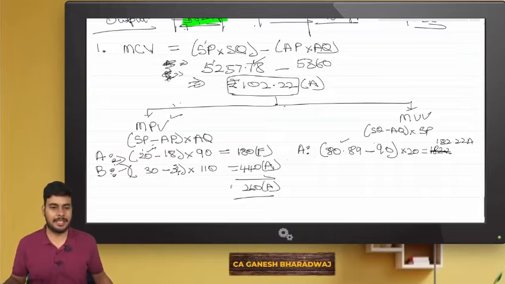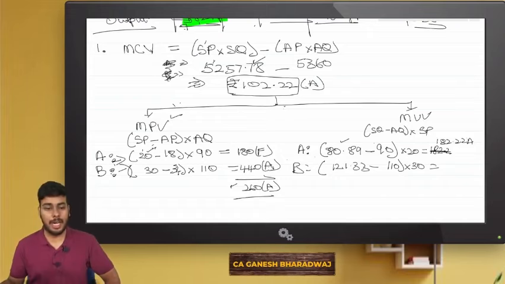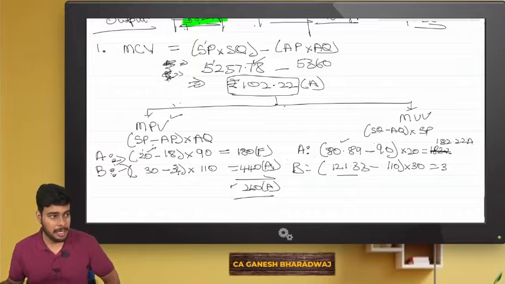Fine. Next, B. What's the standard quantity? 121.33 minus actual quantity, which is 110, into 30. So you were allowed to consume 121 and odd kgs, but you've consumed only 110. So it's a favorable variance. How much is that? 339.999, which we will round off to 340.